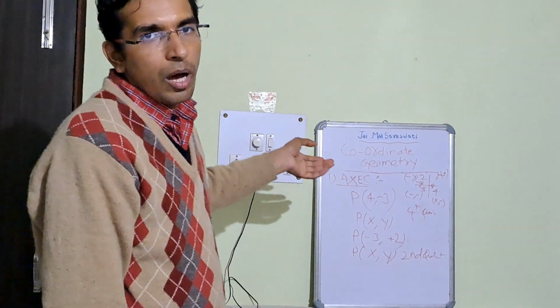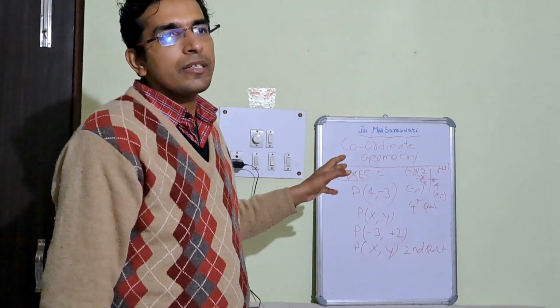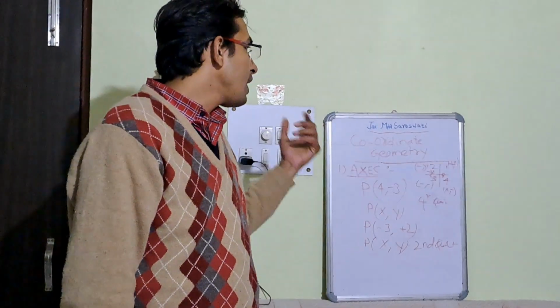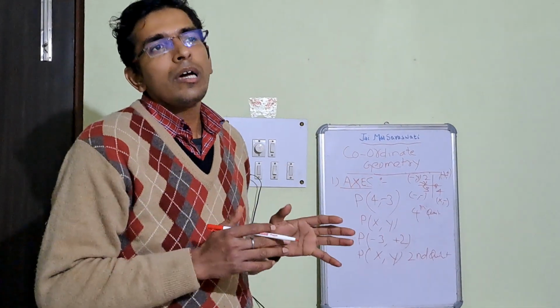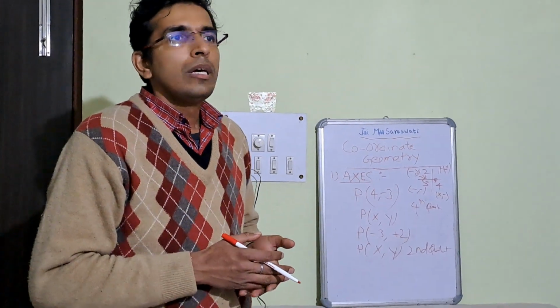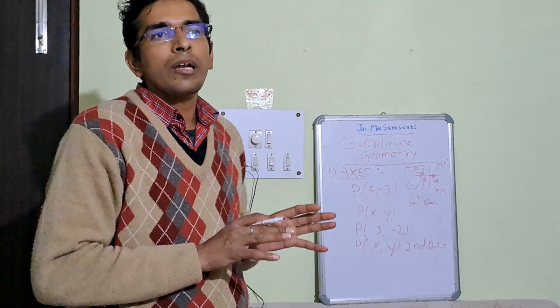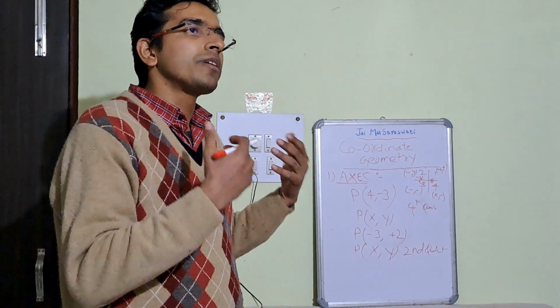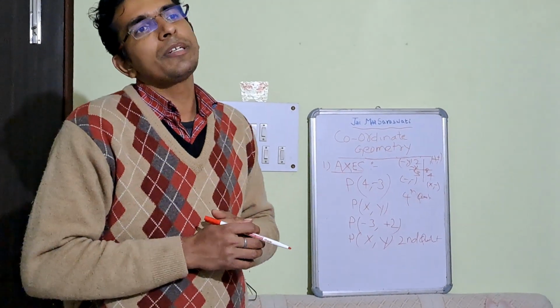So these are some examples associated with the axis, and this is the concept which we had applied for determining the location of a particular point. This is basically the fundamental of mathematics, and in the next class we will be discussing the distance and section formula.